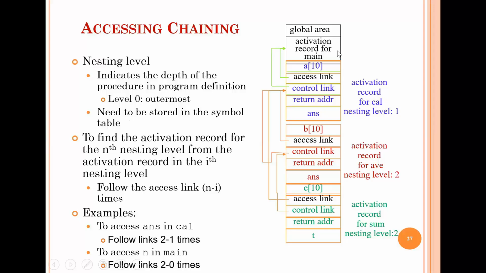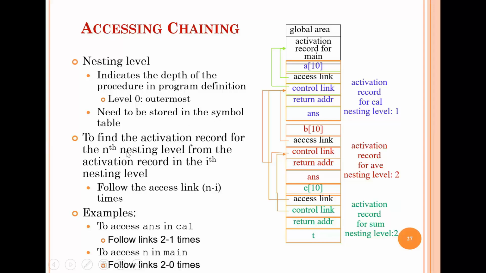If we are using access links, we have nesting. In this case, you have activation record level 1, activation record level 2. You can see here it is for a procedure called cal, here it is a procedure average, and then for sum. Nesting levels indicate the depth of the procedure in the program. Level 0 is the outermost level, and it needs to be stored in the symbol table.